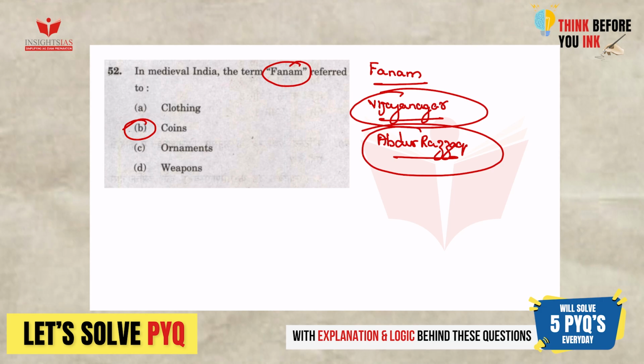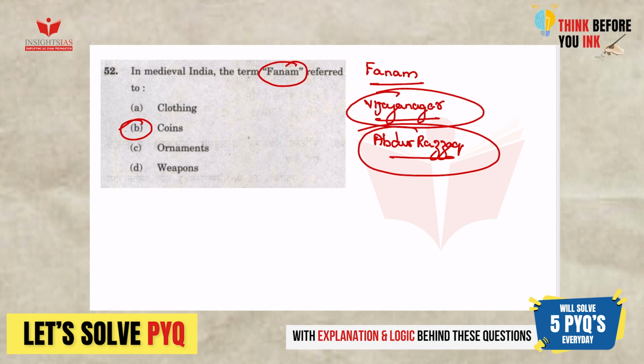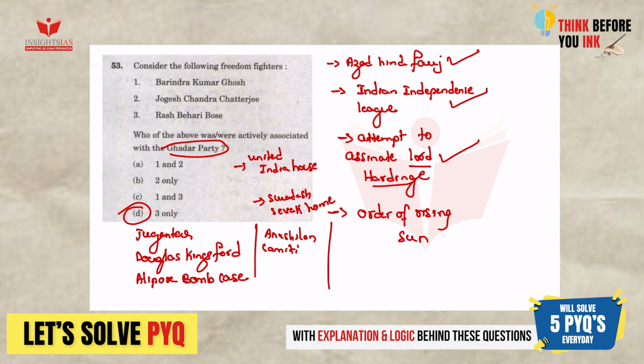You can see there are a lot of questions they've asked on coins, clothing, etc. This is a repeated theme we have seen in the previous year questions. This is also CSE 2022. Let's go into the next question.